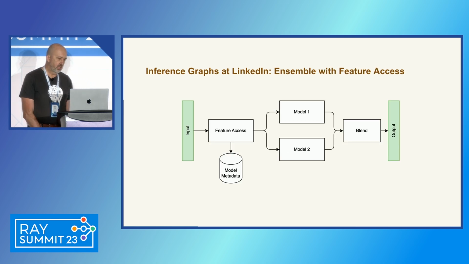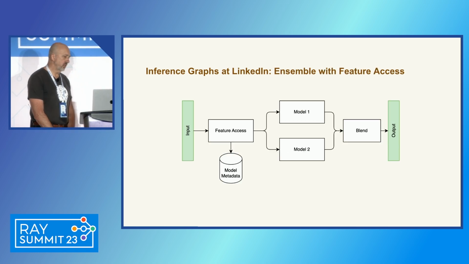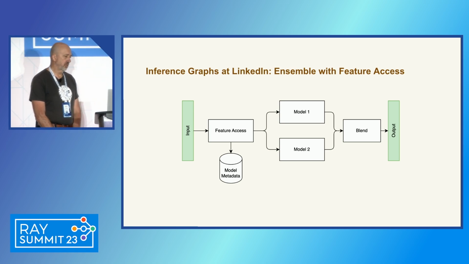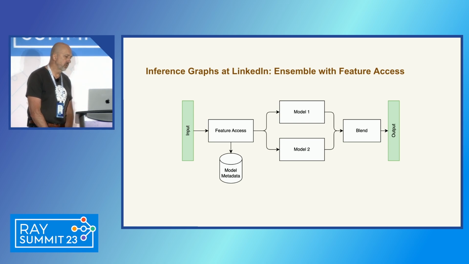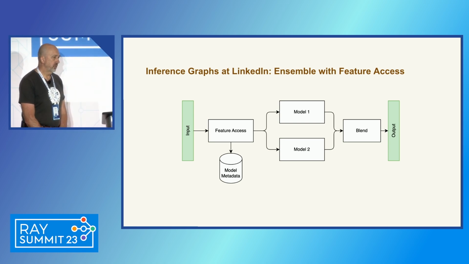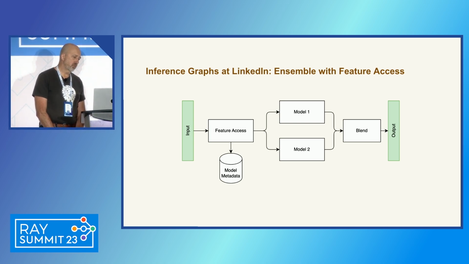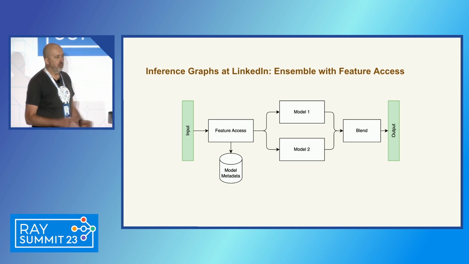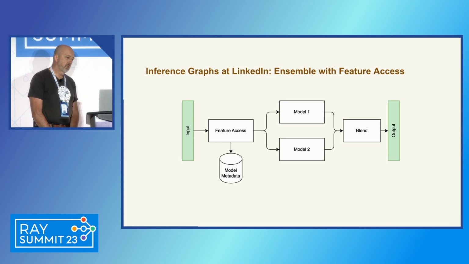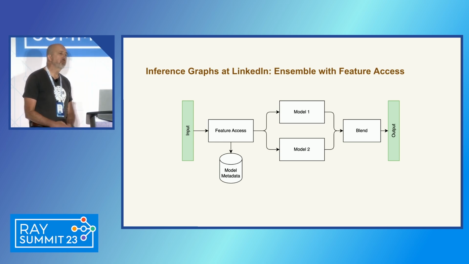And the last example in this series: multiple models. It's like ensemble models. Multiple models using the same feature fetching process to save time, and then blending the model results. So these are all examples of things that our users want to do beyond simple model inference, right? And we need something to do that.